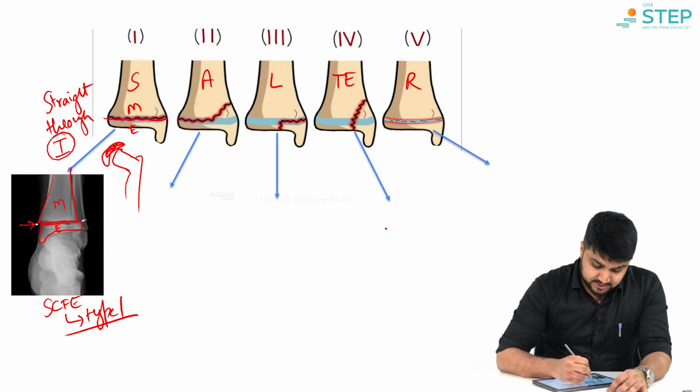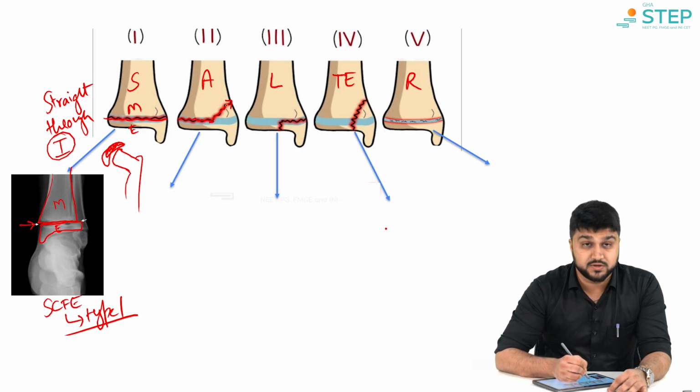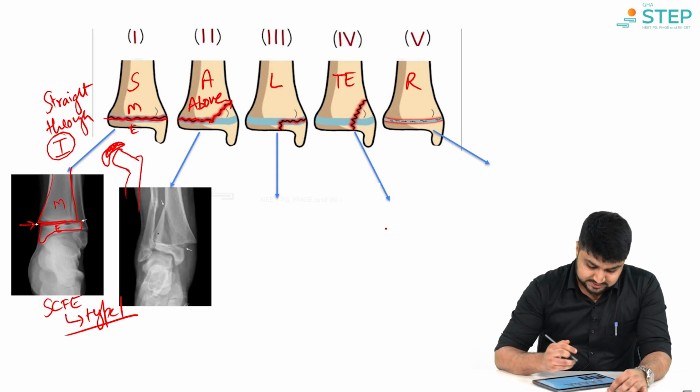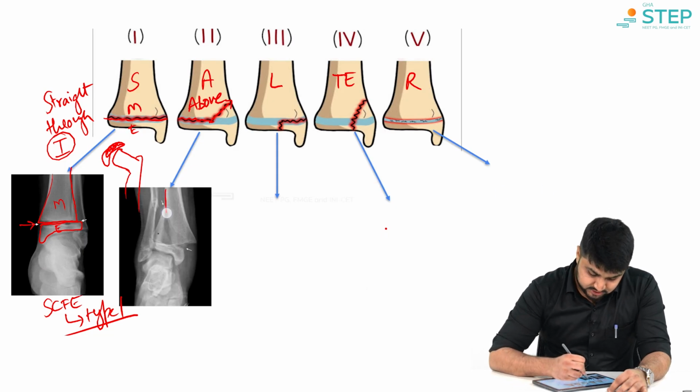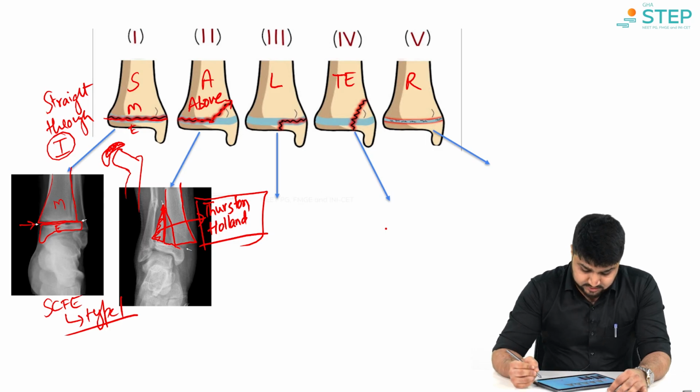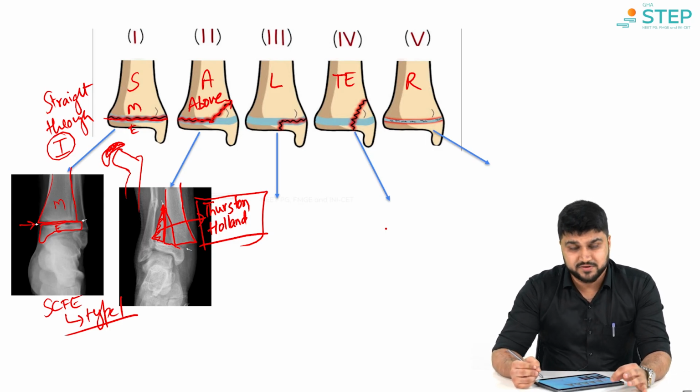The second type stands for A, above. So the fracture line starts at the physis and exits above into the metaphysis. So this is an X-ray here of the distal tibia. This is the metaphyseal region. The fracture line starts here and exits above into the metaphysis, leaving a triangular piece of bone. This triangular piece of bone is known as the Thurston-Holland fragment. This is also an exam based question for you.